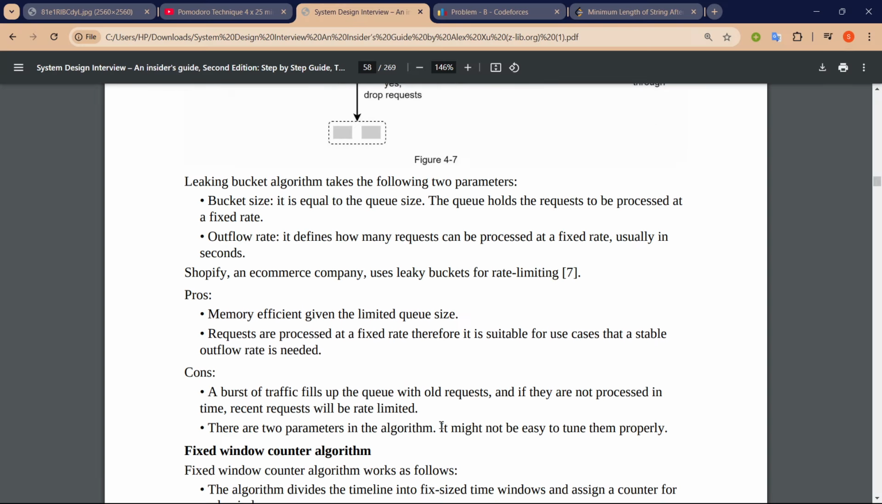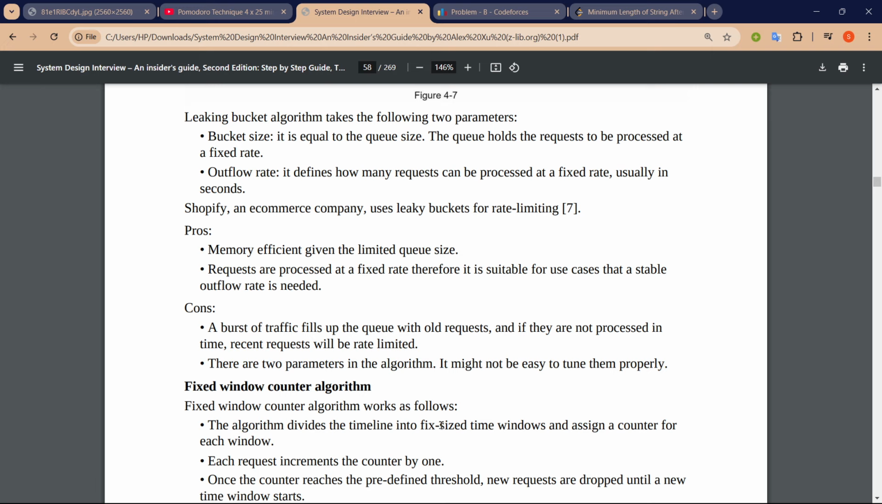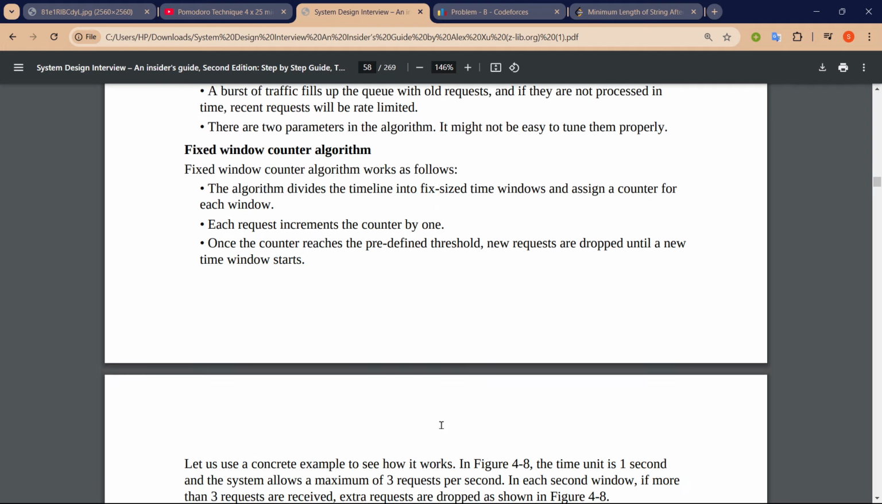Shopify and e-commerce websites use leaky buckets for rate limiting. Pros: it is memory efficient given the limited queue size, and requests are processed at a fixed rate. Therefore, it is suitable for use cases in which a stable outflow rate is needed. Cons: a burst of traffic fills up the queue with old requests, and if they are not processed in time, recent requests will be rate limited. There are also two parameters in the algorithm, but that is common to all of them.